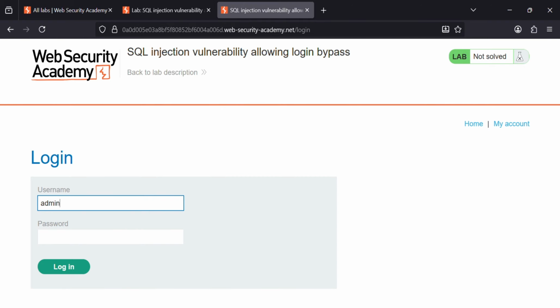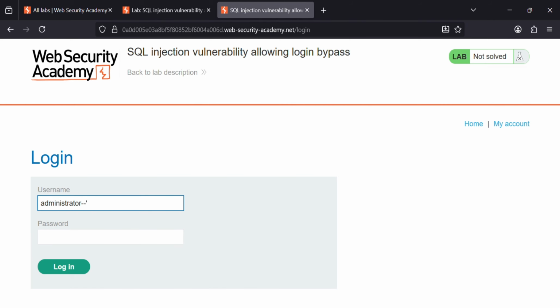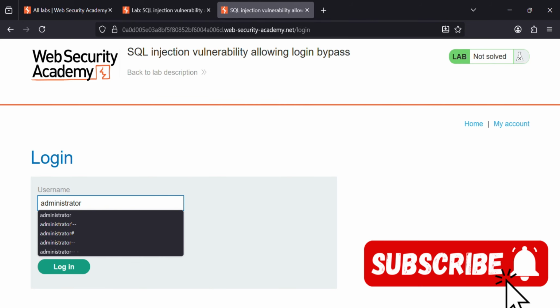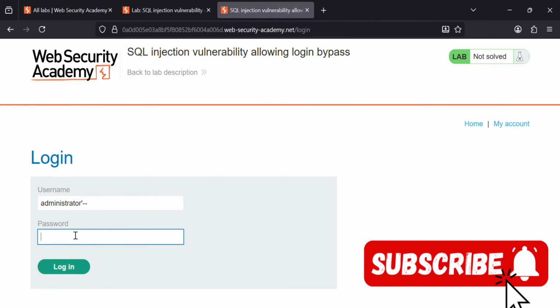I am entering the username as administrator, then single quote hyphen hyphen. Here I am providing a random text as the password. We can provide any number or any values. Once you press on login, you are getting access to the server. So I hope you understand why this payload got executed in this case.